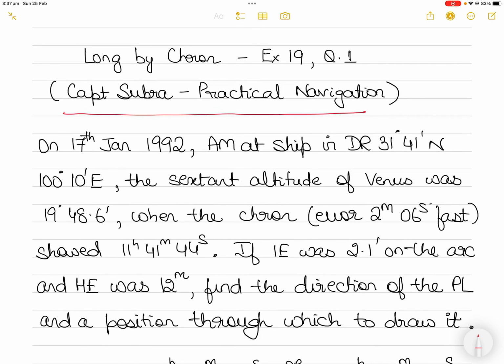This is from exercise 19, question number 1. The topic is long by Chron, and the celestial body used here is going to be a planet. So let's get into the question.